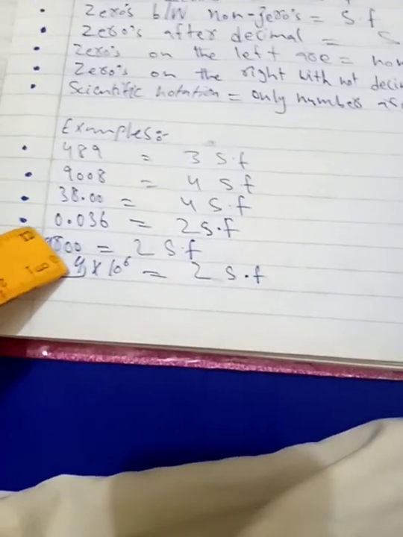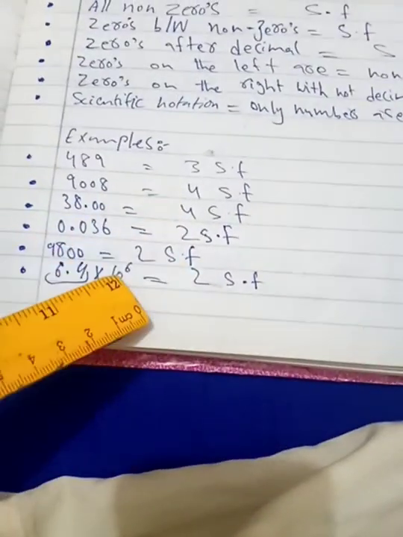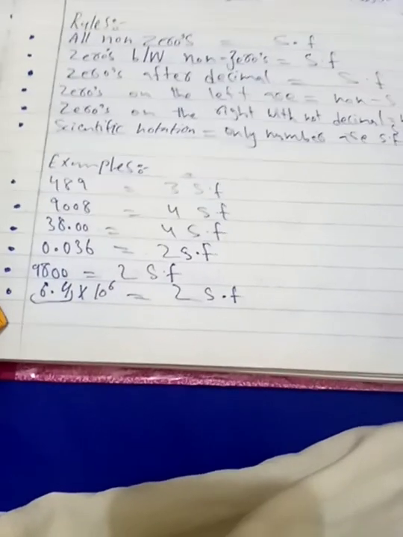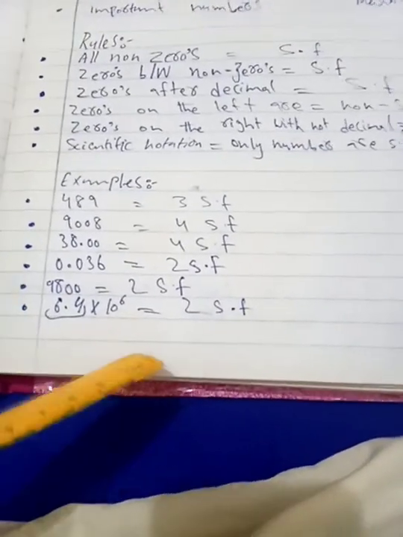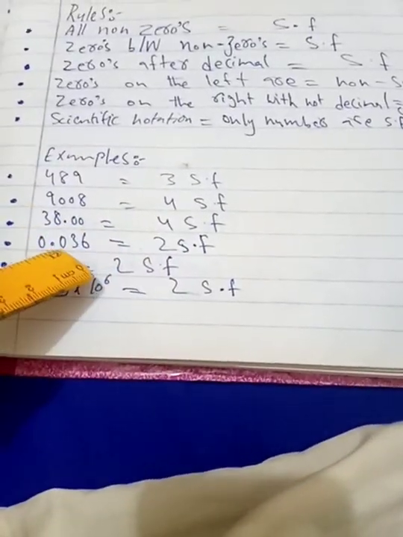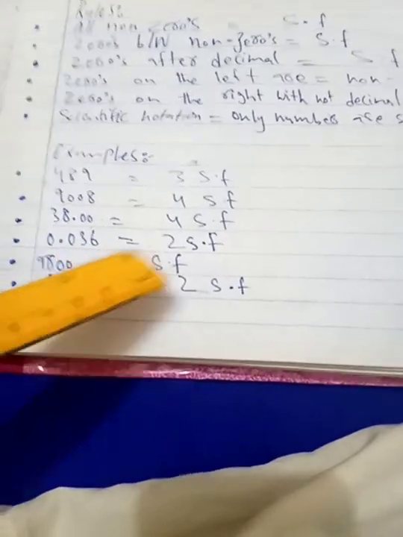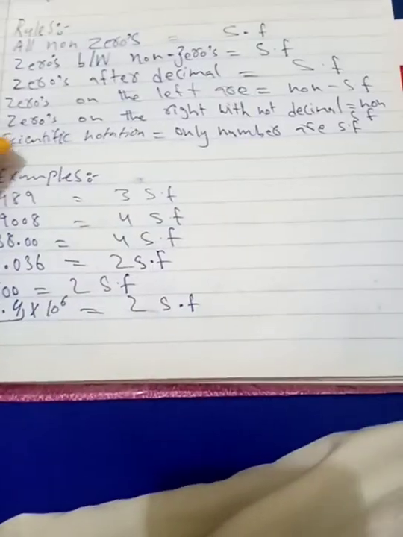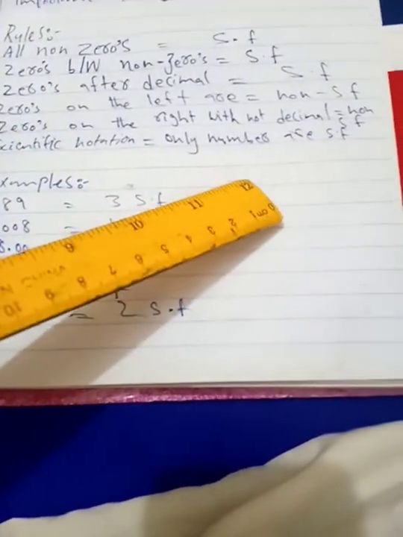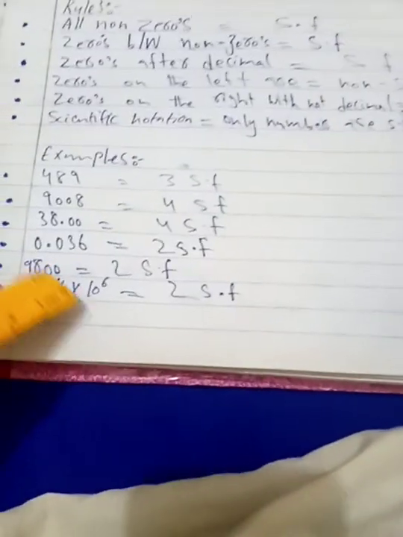So we have this one, 0.036. According to the fourth rule, zeros before the decimal are non-SF, and zeros before the non-zeros are non-SF. Because of this, only two SF are present. And then according to the fifth rule, which is here, zeros on the right with no decimal point are non-SF.